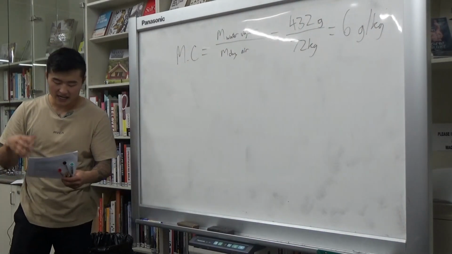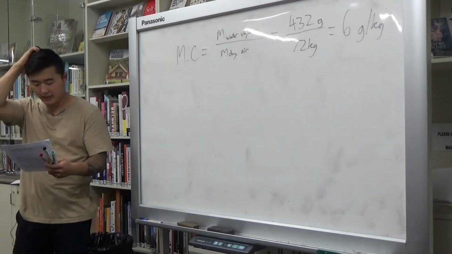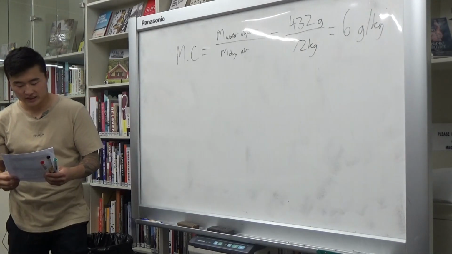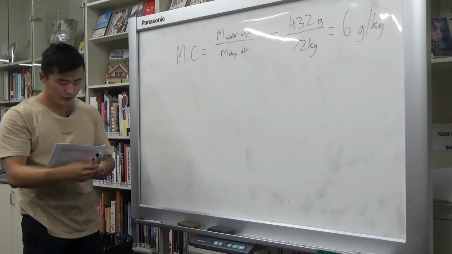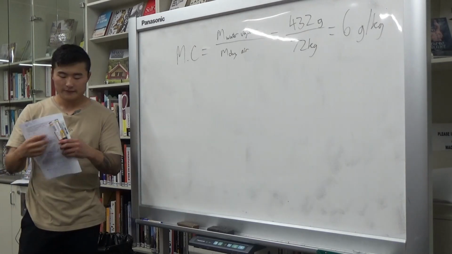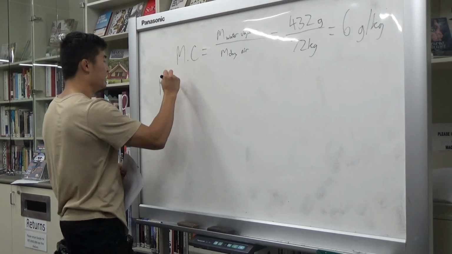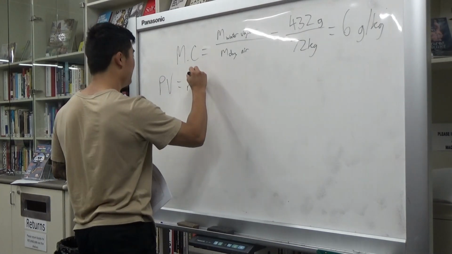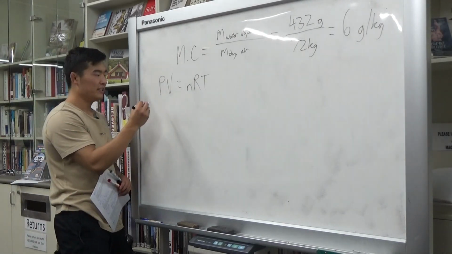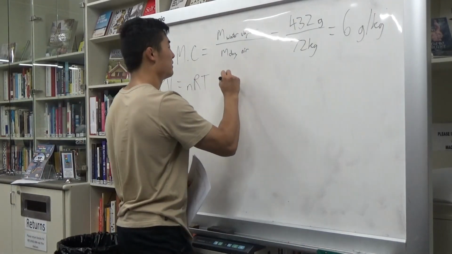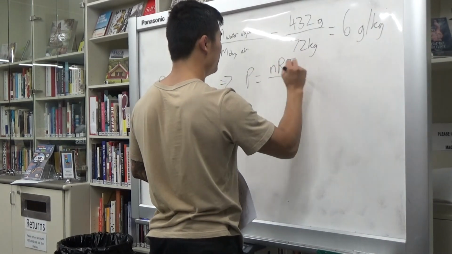Number 2, what's the partial pressure of water vapor in the room? So this is following on from the first question. We want to find out the partial pressure of water vapor. So remember our ideal gas law, PV is equal to nRT. And we're after pressure, so we're going to rearrange this. So pressure is equal to nRT over V.